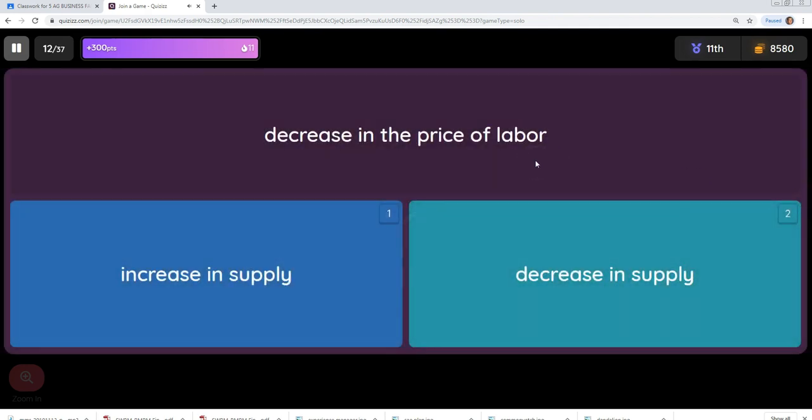Decrease in the price of labor. What would that do to supply? Well, labor is an input, and if we have lower costs, we would be able to supply more.